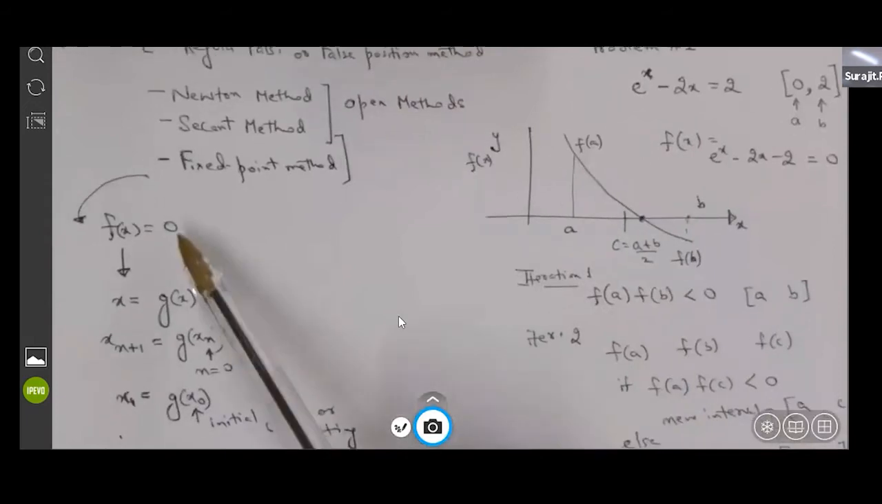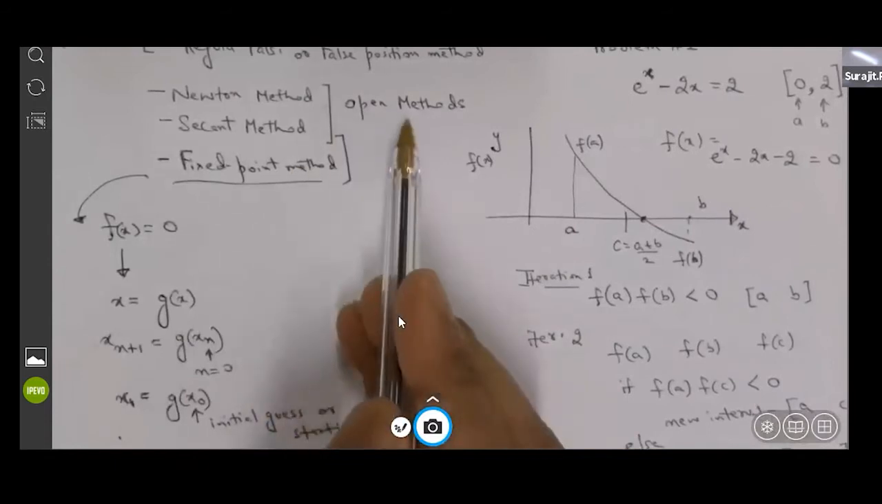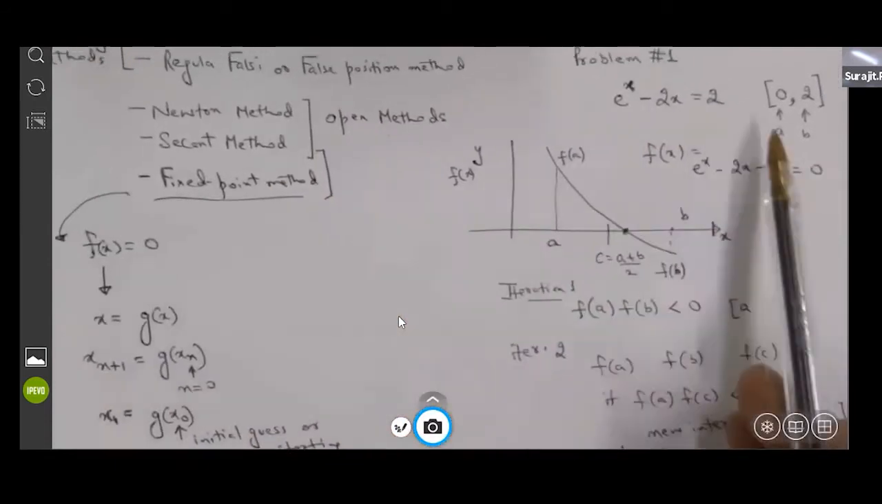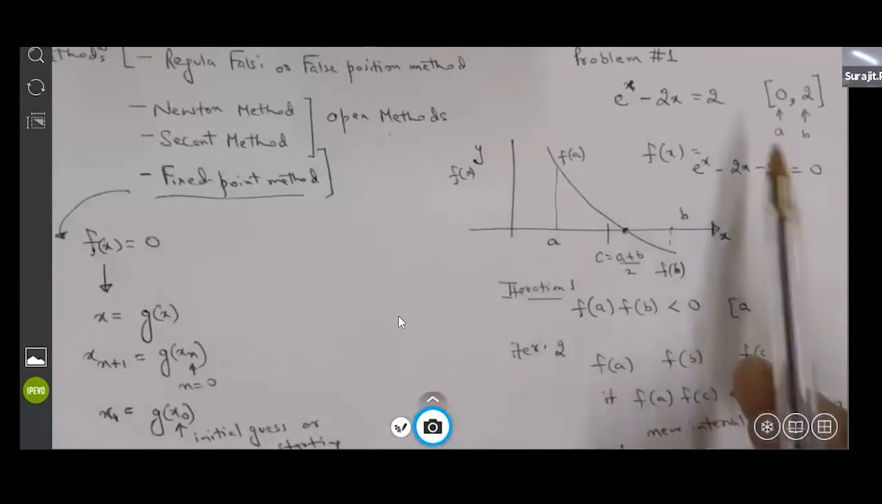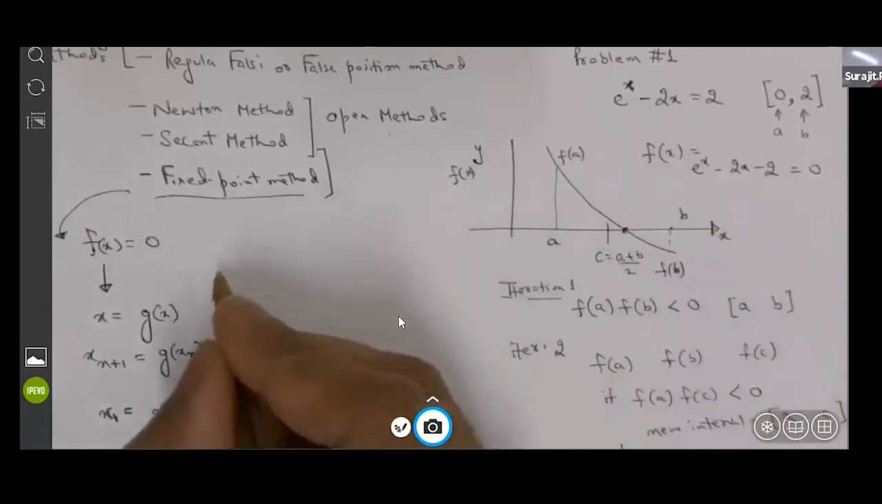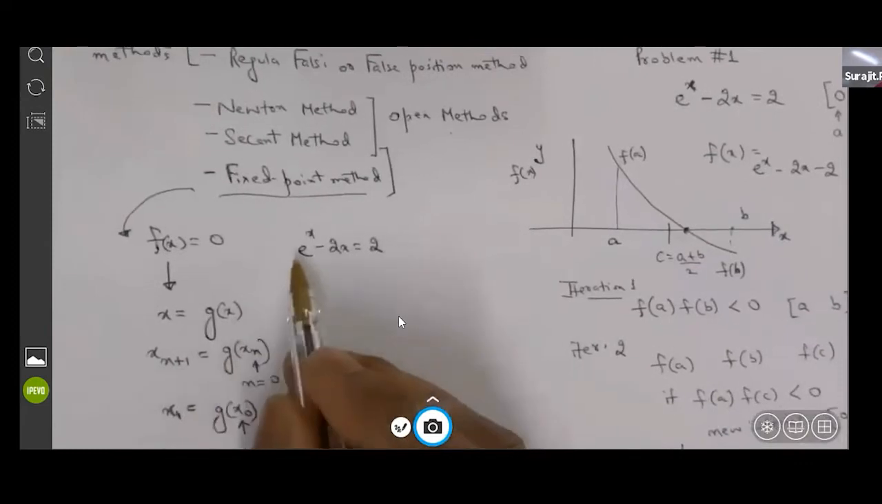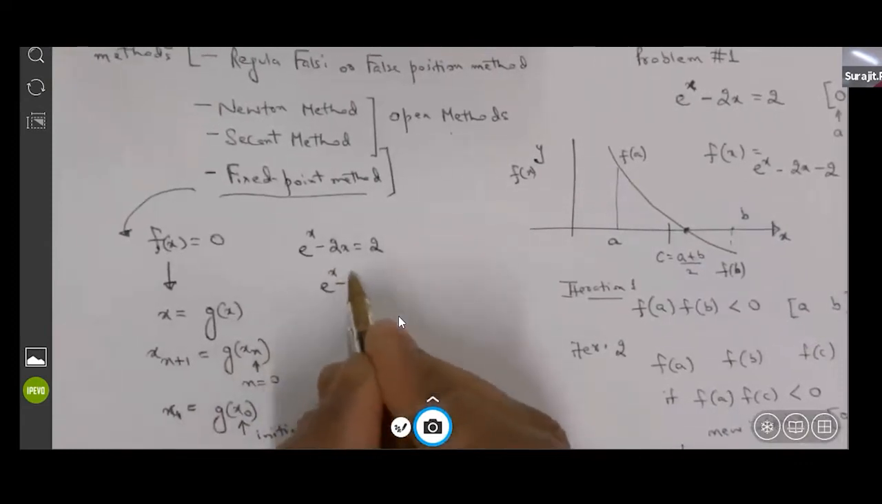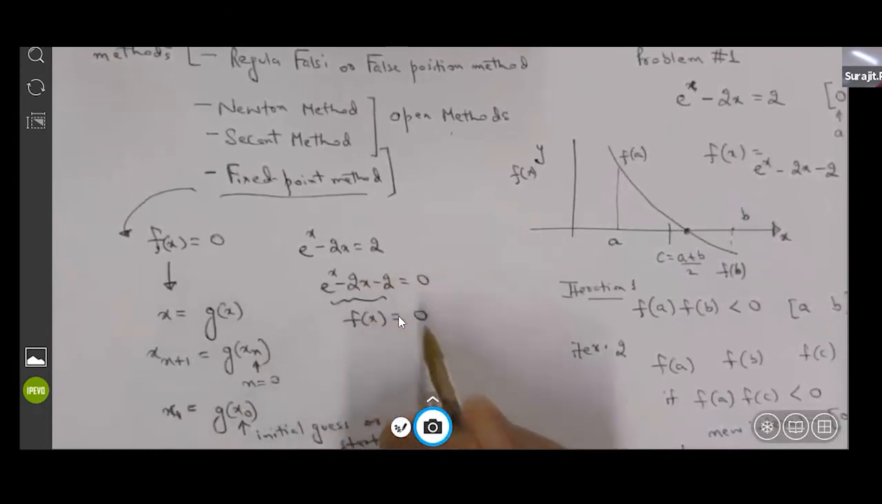Here, the fixed point method is another solution technique, but it is a class of open method. That means I do not need to know the bracket. I can start at any point. Now there are some conditions on which point you can start at. We will discuss that. But let's first take this example, which is given as e to the x minus 2x equals 2. The function f of x can be written as e to the x minus 2x minus 2 equals 0. This is your f of x, and you need to find the value of x such that f of x equals 0, isn't it? Are you guys with me?